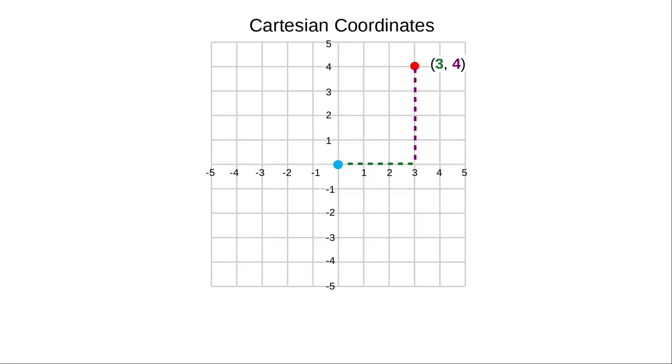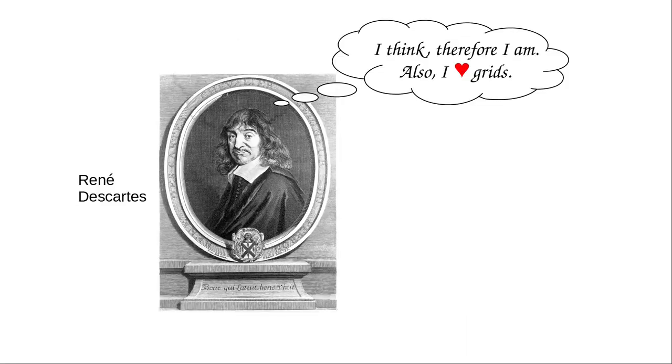These are called Cartesian coordinates. They're named after René Descartes, the French philosopher and mathematician who published the idea in 1637. But there's no law that says that's the only way to specify the location of a point.